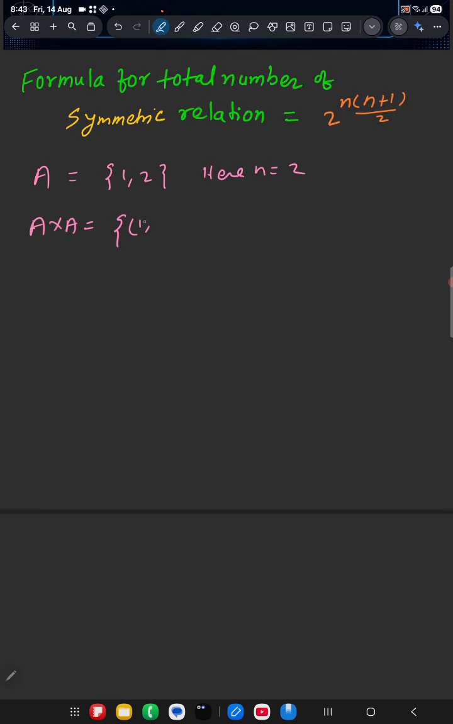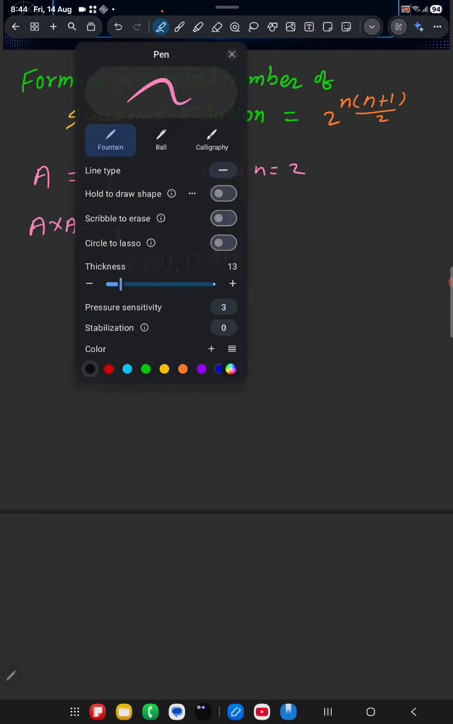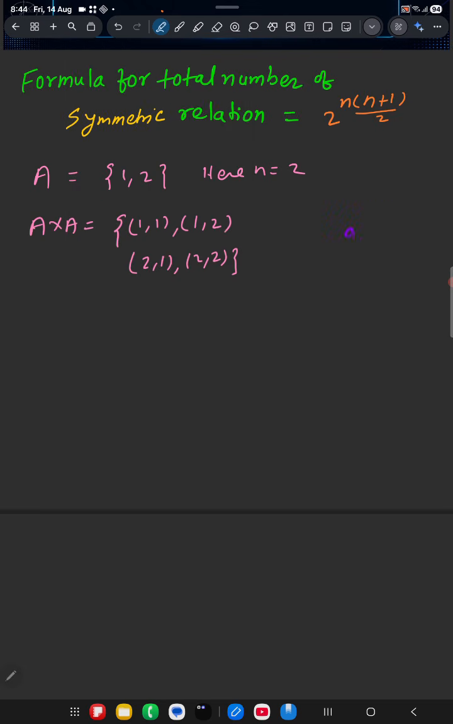A cross A. So first element will be 1 1, second element will be 1 2, third element will be 2 1 and then 2 2. That's all. So symmetric relations, what is the information you know in a symmetric relation? You know that if (a, b) belongs to R, then (b, a) must be there in R. This is the meaning of symmetric relation. So let us see how many possibilities are there for this.